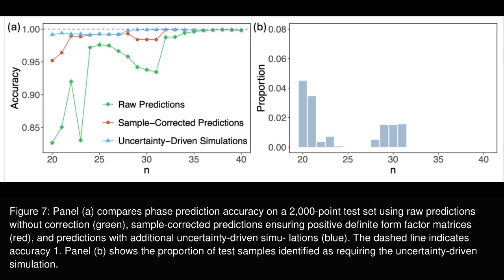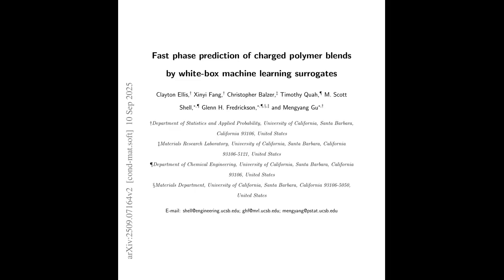In summary, the authors have developed a fast and accurate surrogate modeling framework for predicting phase behavior in charged polymer blends. By leveraging the physical principles embodied in the random phase approximation, combined with efficient surrogate modeling, the method achieves excellent fidelity in reproducing critical phase boundaries and form factor components from small training datasets. This whitebox approach outperforms other models in phase prediction accuracy and significantly reduces computational cost, enabling rapid generation of phase diagrams across a variety of parameter variations.